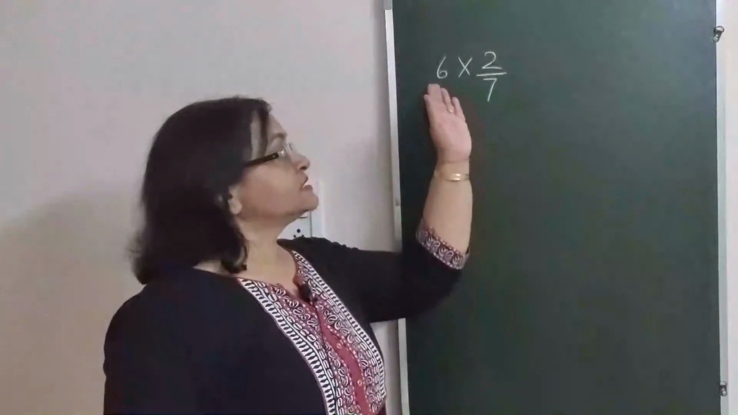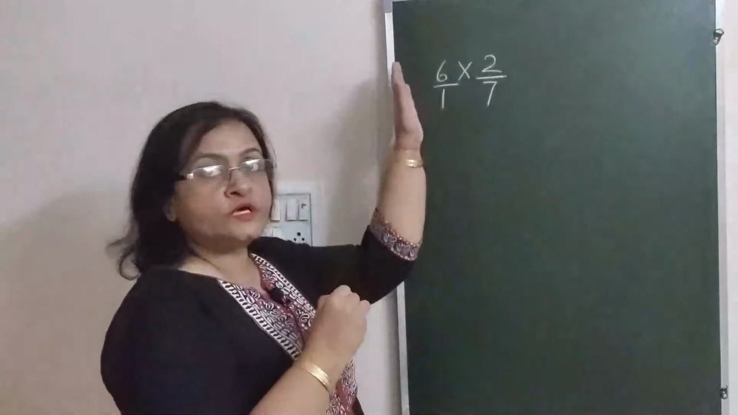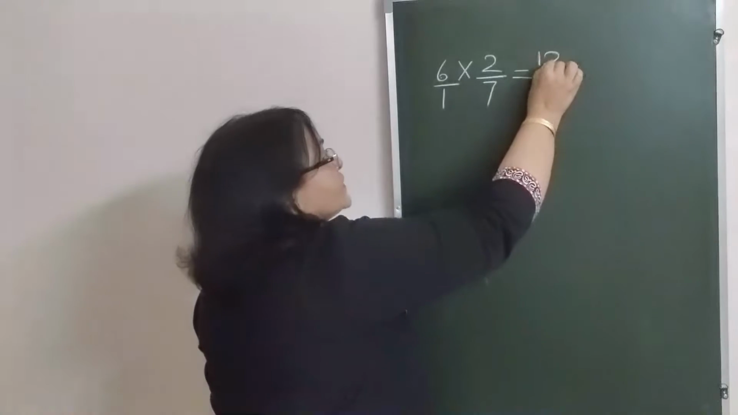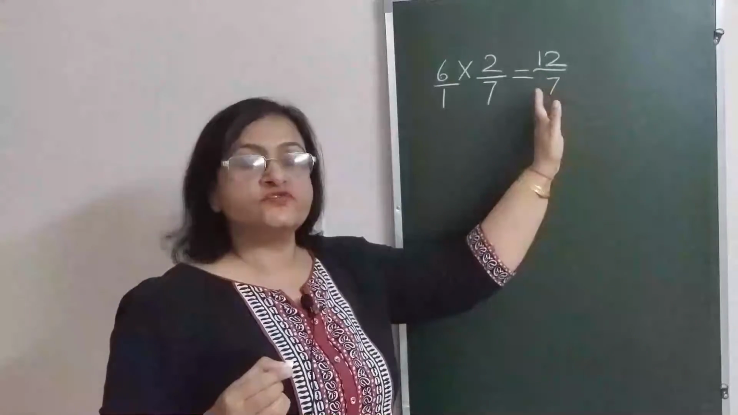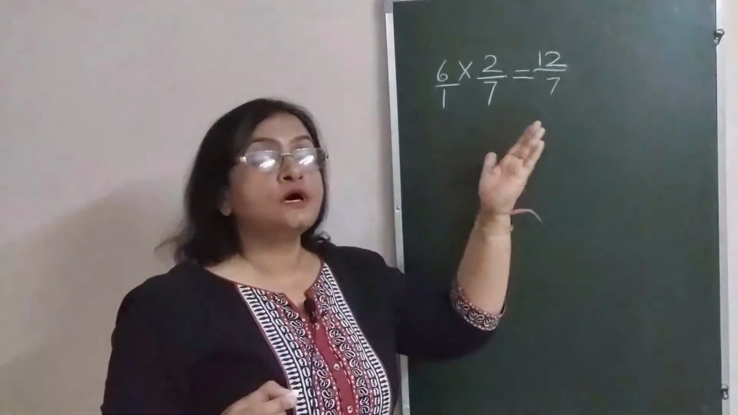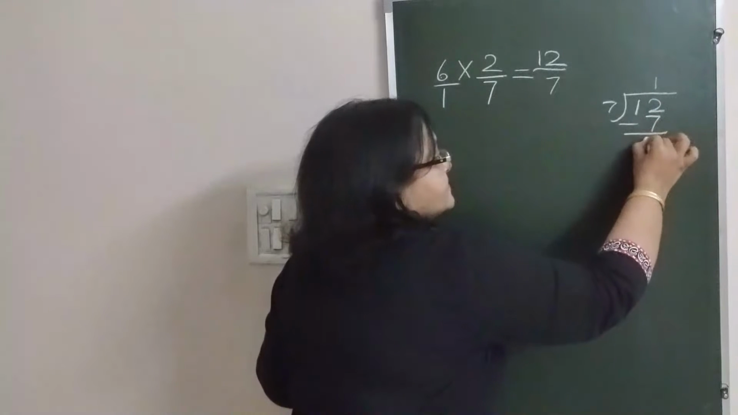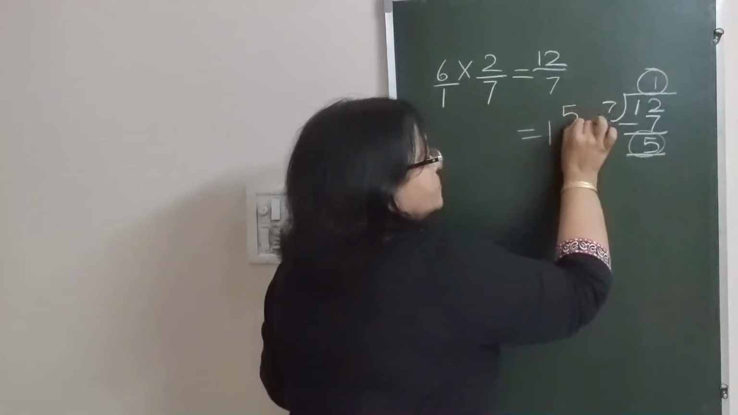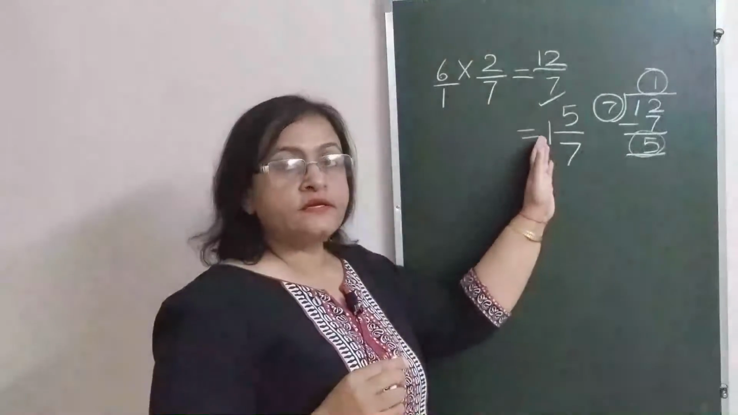Let's take another example. 6 multiplied by 2 by 7. Now first of all we will write 1 as denominator to bring it into a fractional form and now we will multiply numerators. 6 2s are 12. Now we will multiply denominators. 7 1s are 7. So this way we have got the fraction 12 by 7. Now because it is an improper fraction, we will change it into a mixed number. For that we will divide 12 by 7. 7 1s are 7. 12 minus 7 is 5. So our fraction will be, this 1 will become whole, this 5 will become numerator and denominator will remain same. So we have got our answer as 1 5 by 7.